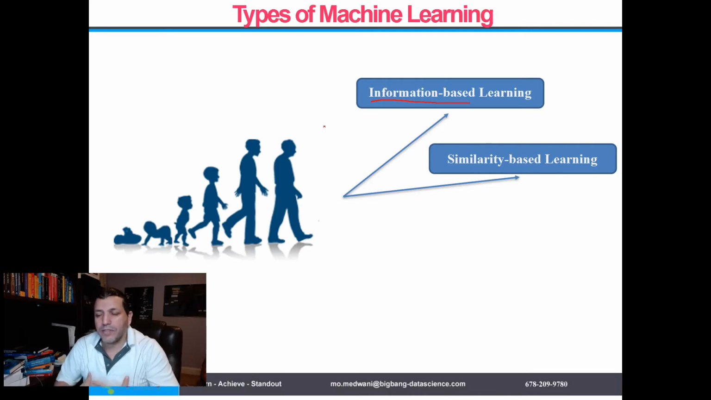I have money, and I'm thinking of going on a trip. What do you think I should do? Should I go to Brazil or to Spain? Of course I'm going to go to Spain. So I'm making decisions by comparing some scenarios, by using similarities and dissimilarities. That is called making a decision using similarity-based learning.